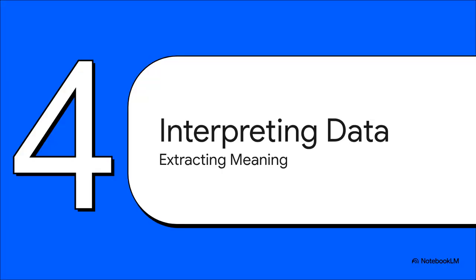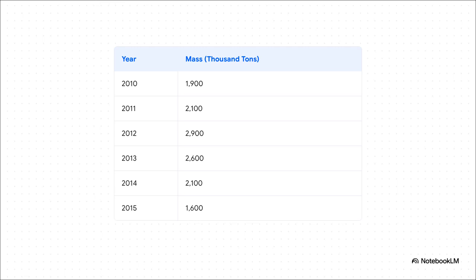Step 4. Interpreting data and conversions. Extracting the meaning. Okay, let's look at this data table showing the mass of waste produced in a city in thousands of tons between 2010 and 2015. If we were to plot this on a line graph, we'd see a really distinct trend.